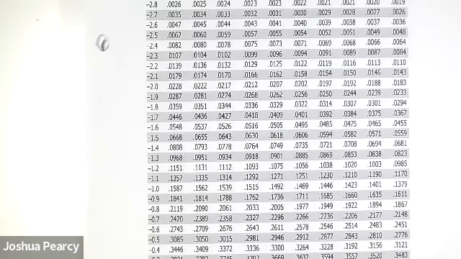Is there an easier way to do it instead of looking those up on the table? There is. So, tell it the lower boundary, tell it the upper boundary. In this case, the lower is negative 1.5. The upper is 2.12. The mean and the standard deviation, respectively, are 0 and 1, because you're still dealing with the z-scores.